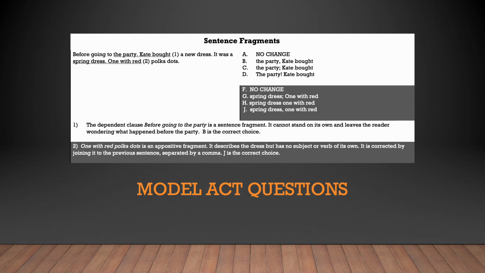Look at the example. The dependent clause "before going to a party" is a sentence fragment. It cannot stand on its own and leaves the reader wondering what happened before the party. B is the correct choice. "One with red polka dots" is an appositive fragment. It describes the dress but has no subject or verb on its own. It is corrected by joining it to the previous sentence, separated by a comma. J is the correct choice.